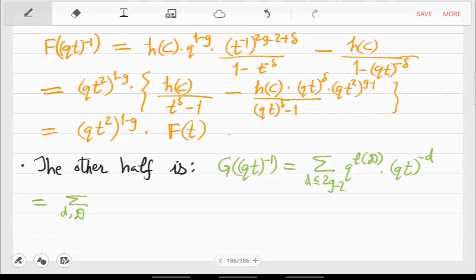Okay, so let's write the Riemann-Roch in the exponent. So that's d plus 1 minus g, L of W minus d, times Qt raised to minus d. From here we can take out Qt squared raised to 1 minus g, which we want to use in the symmetry, and see what remains. So what remains is nice.